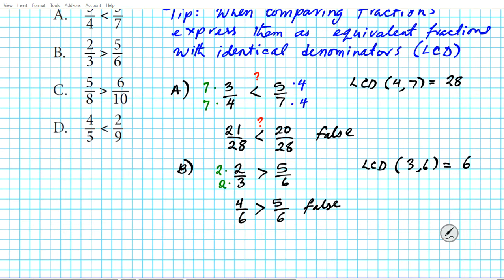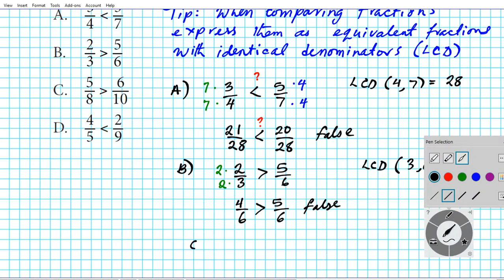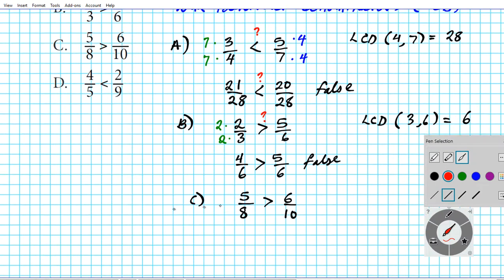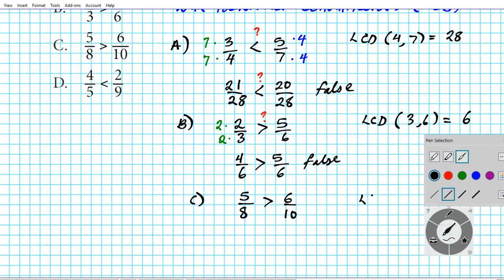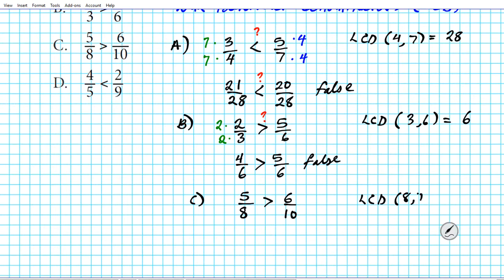Now let's consider option letter C. Okay, so for option C, we have 5/8. Is 5/8 greater than 6 over 10? Is it? So let's find the LCD of the denominators, and then we can convert them to the desired equivalent fraction. So what is the LCD? The smallest number that 8 and 10 can go into evenly without a remainder. Okay, the LCD here is 40.